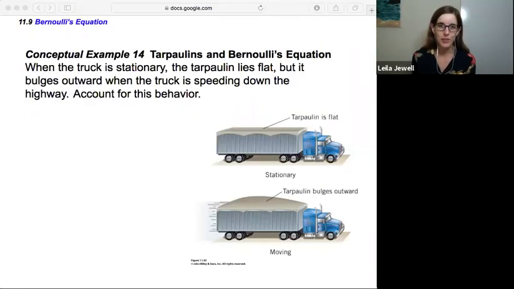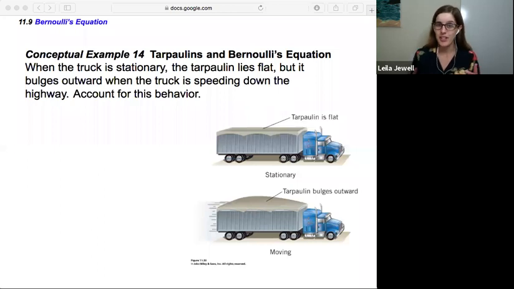Section 11.9, Bernoulli's equation. Before we dive into what that equation is, let's take a look at this conceptual example. Tarpaulins, or tarps, and Bernoulli's equation. When the truck is stationary, the tarp lies flat, but it bulges outward when the truck is speeding down the highway. Account for this behavior. What is going on here?